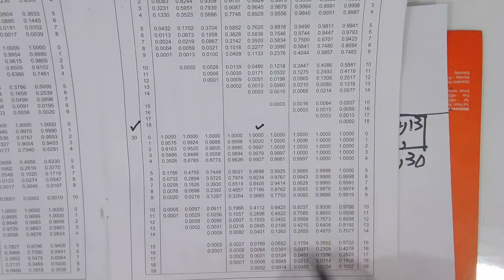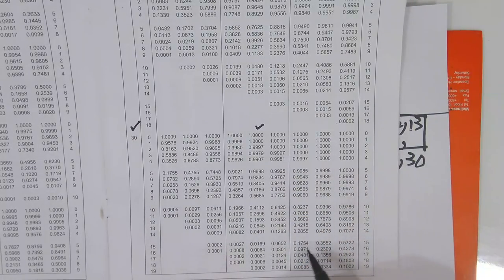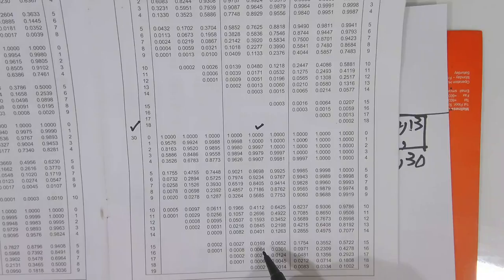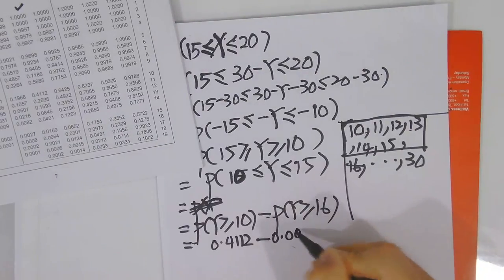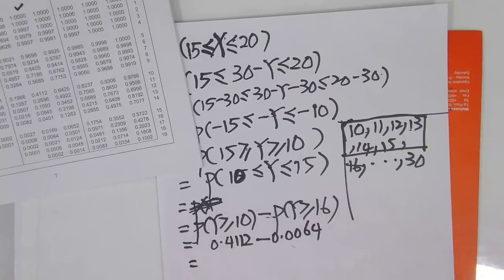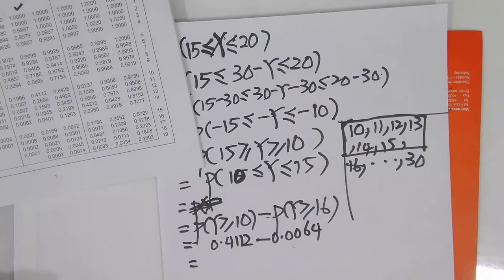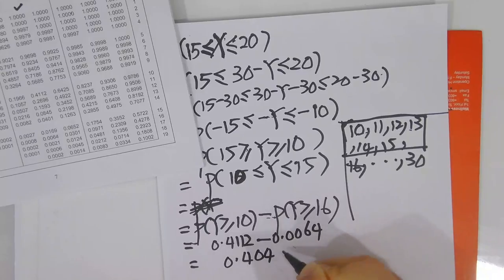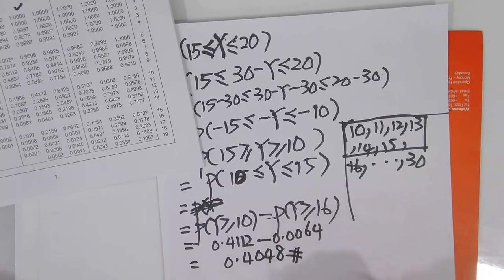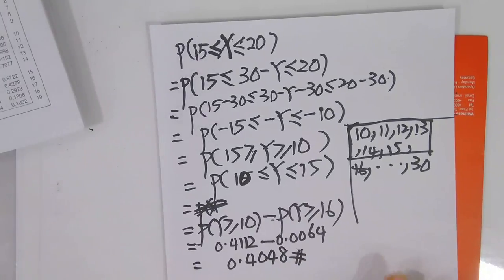Where is the value of 16? Okay, 16 is 0.0064. Then you will get your required answer: 0.4112 minus 0.0064, which gives you 0.4048.